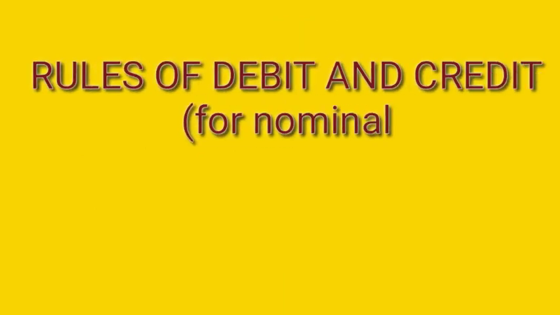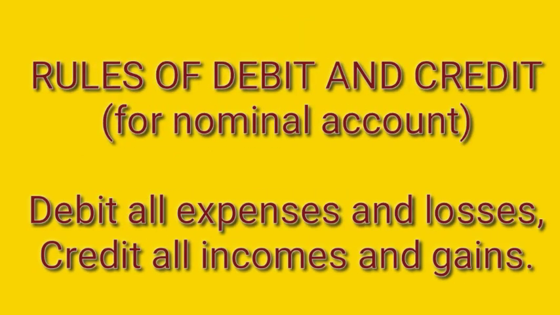So what are the rules of nominal account? Nominal means expenses, losses, incomes and gains. Expenses and losses are always debited, and incomes and gains are always credited. So the rule you need to follow is: debit all expenses and losses and credit all incomes and gains.